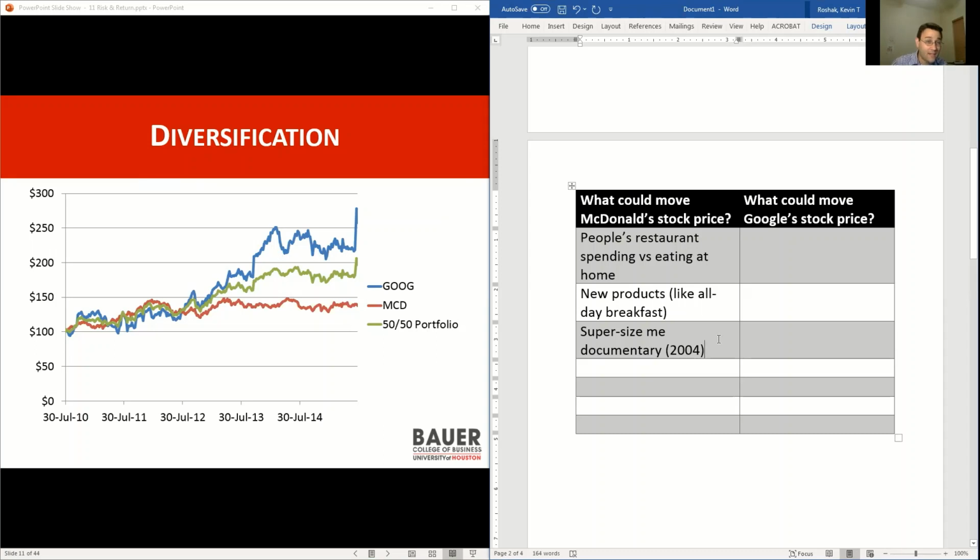So this would be a bad day for McDonald's. This comes out, and consumer tastes shift. They say, well, okay, we don't feel so good about eating this stuff anymore. Okay. So that's one thing that can affect their stock price.